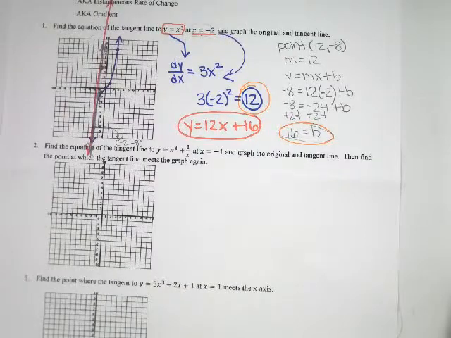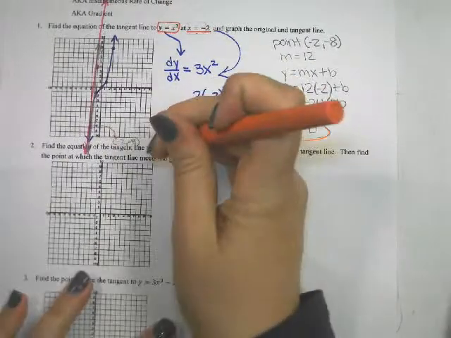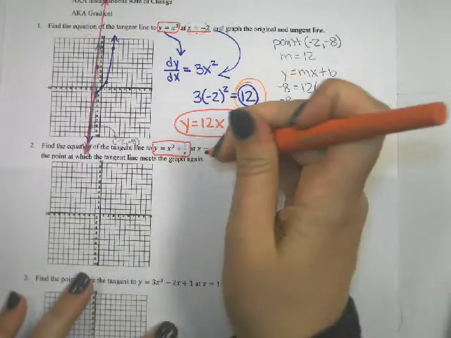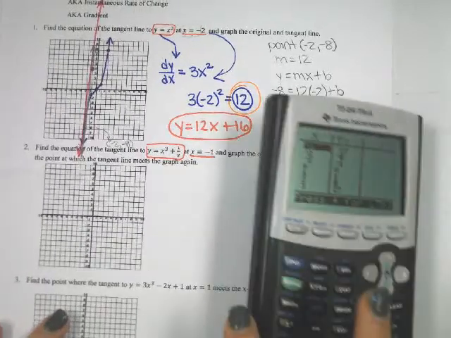Alright, let's try this again. Same steps. Find the equation of the tangent line to this function at this point, and graph the original tangent line. Then find the point at which the tangent line meets the graph again.